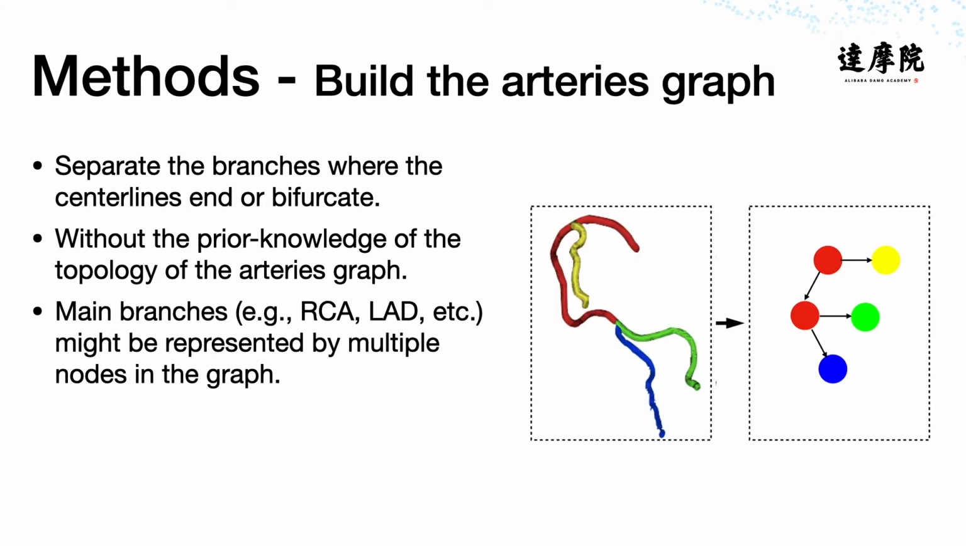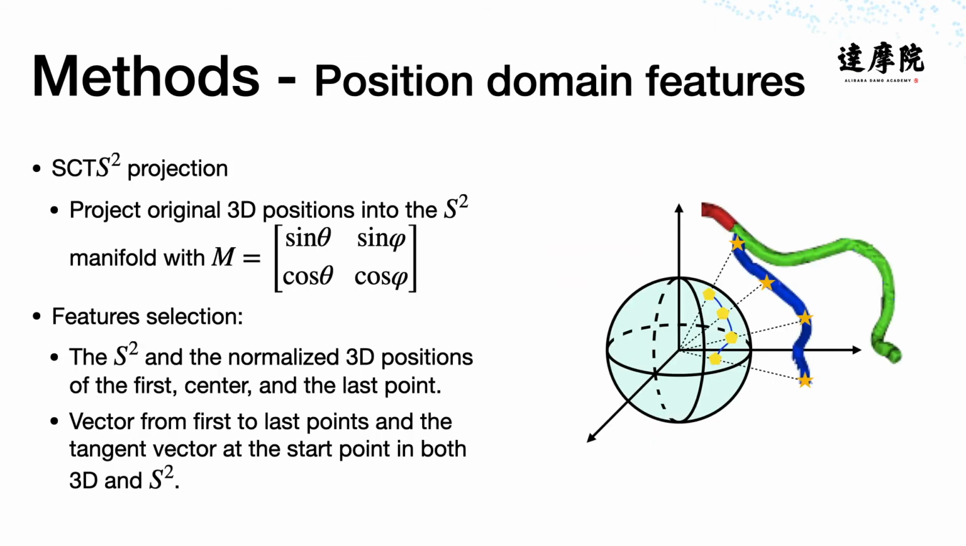From the centerline positions, we add nodes wherever the centerline bifurcates. This method does not require prior knowledge of the topology of the branches. The position domain features are selected similarly to our baseline model. The major difference is the way we represent the S2 domain. We use a 2x2 matrix to encode the periodicity of two angles.